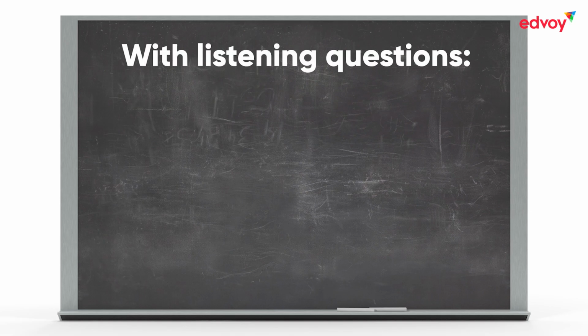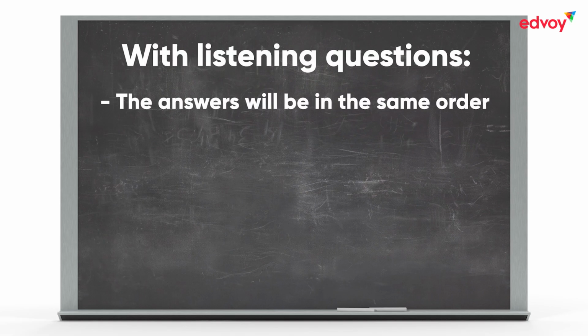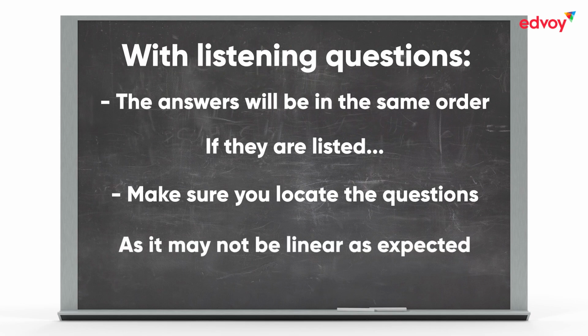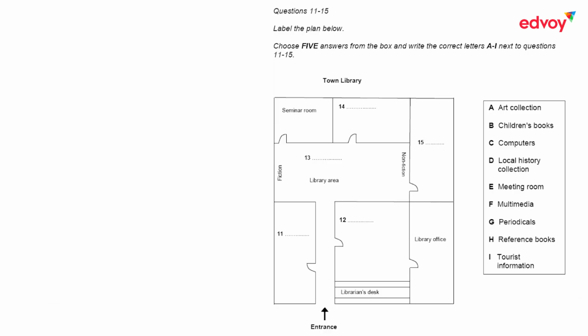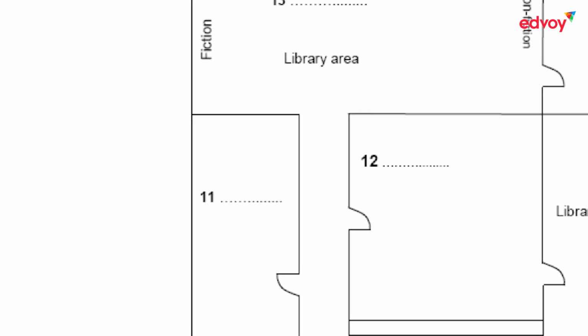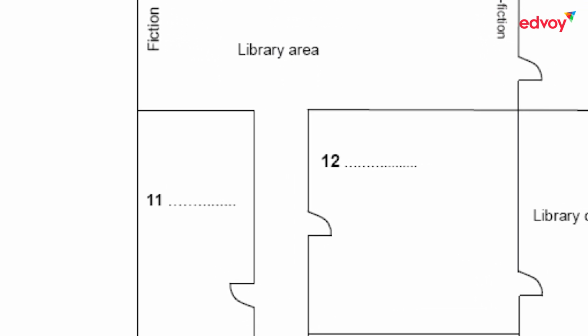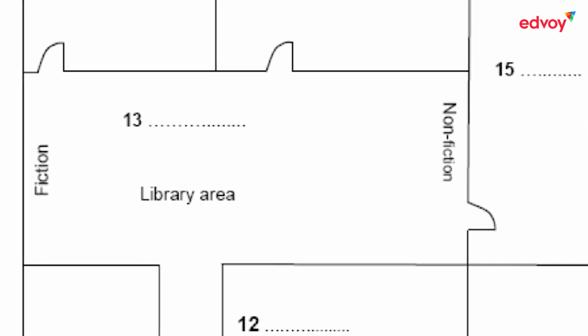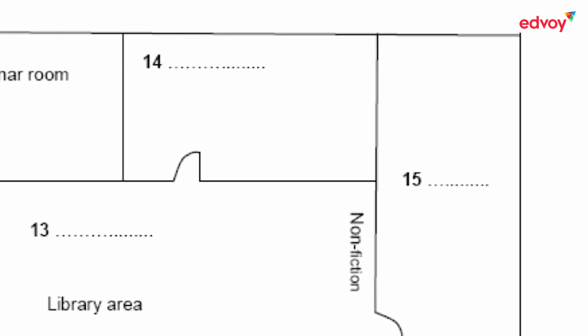Just like every listening question, the answers will be in the same order in the audio as they are listed, if they are listed. However, due to the nature of the task, make sure you quickly locate where the questions are on the map or plan, as it may not be as linear as you expect. Looking at this example, after locating question 11, you can see that the following question is the room opposite, before moving on to the question in the library area and continuing clockwise to the end.